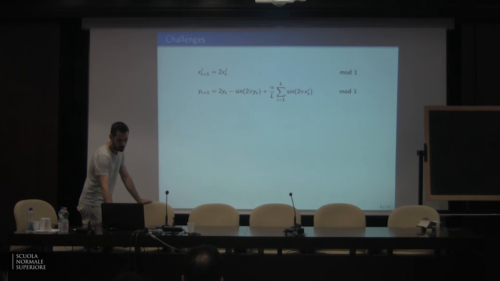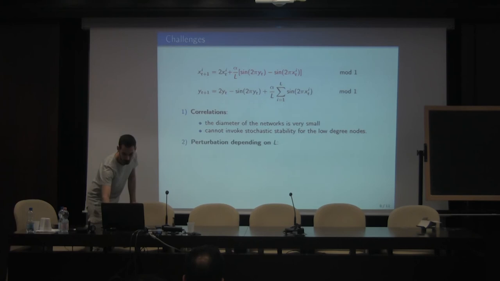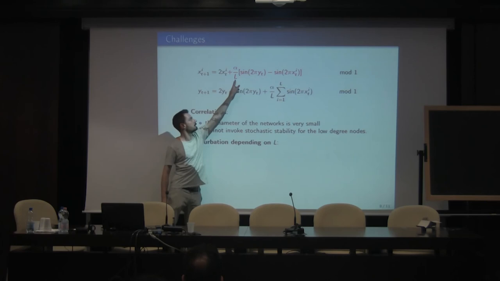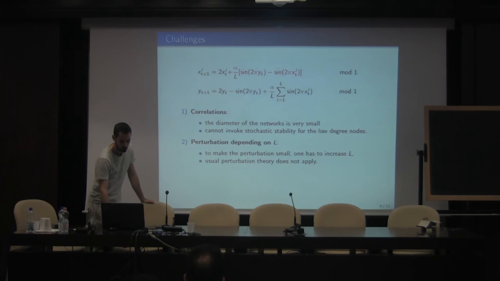What are the challenges when you are not dealing with this skew product system? Well, there are some challenges. One is what you just said, that it takes very little time before one coordinate feels the influence of any other coordinate. Another challenge is that the perturbation depends on L. So if you want to treat this term as a smooth perturbation, you need L to increase. So you need to increase the dimensionality of your dynamical system. So this is a non-standard perturbation argument that one has to apply.